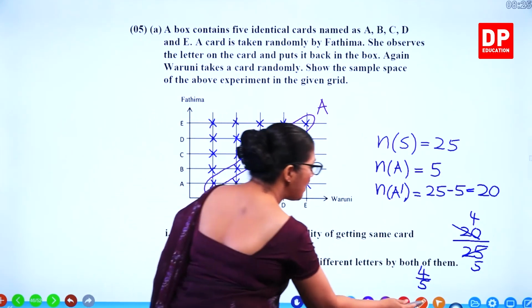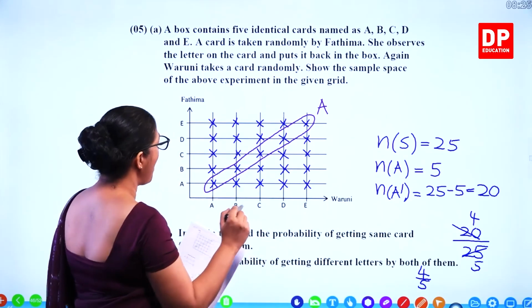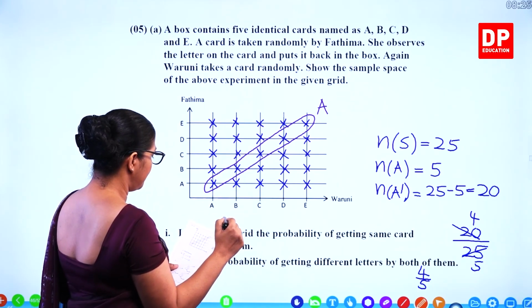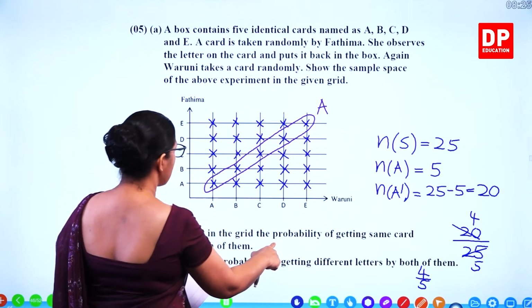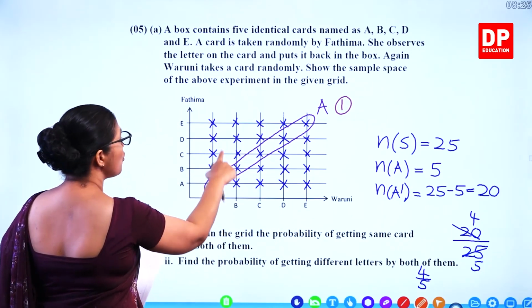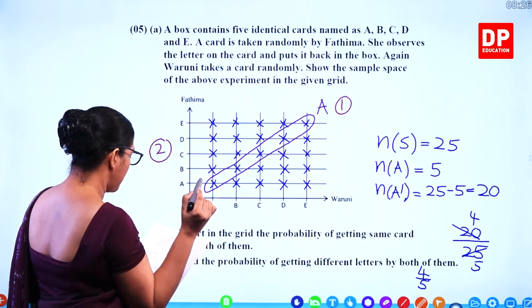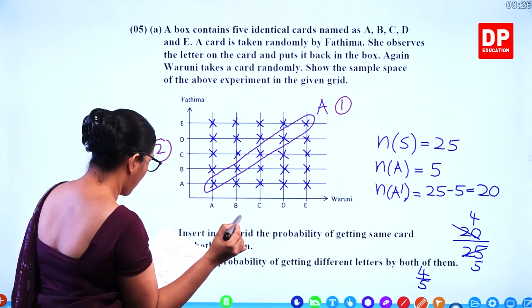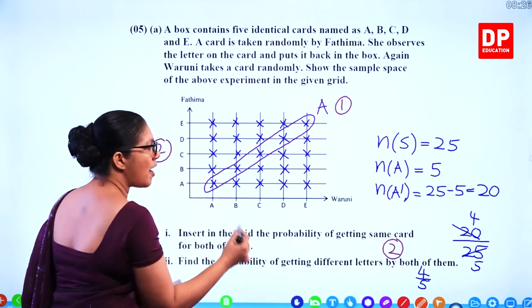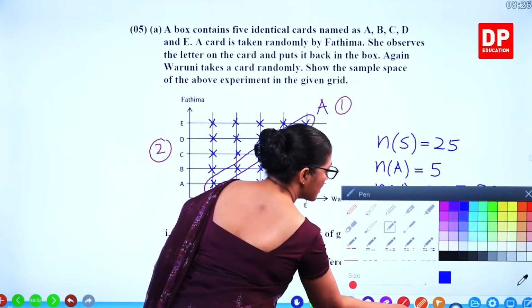So we'll see how many marks for part A. So you get 1 mark for showing this part. But you get 2 marks for showing all possibilities and 2 marks for calculating the probability here. So 5 marks for the first part. Now we'll do the last part.